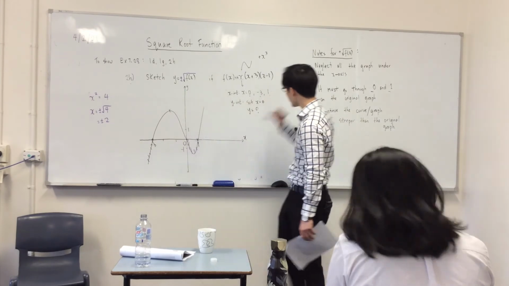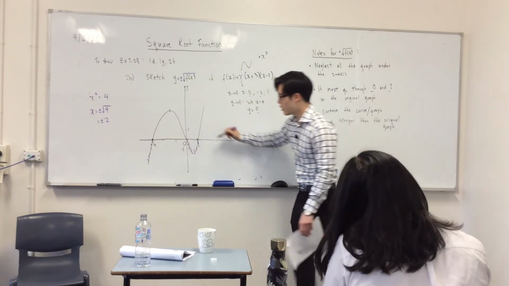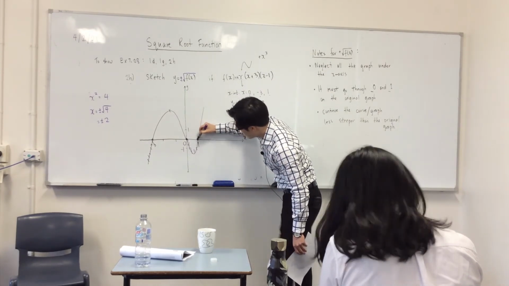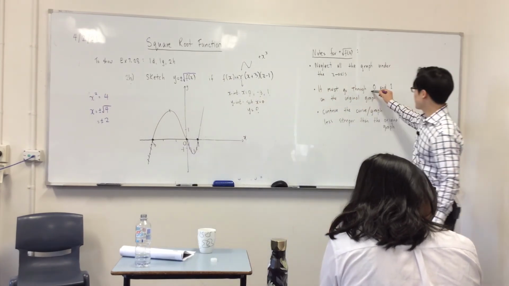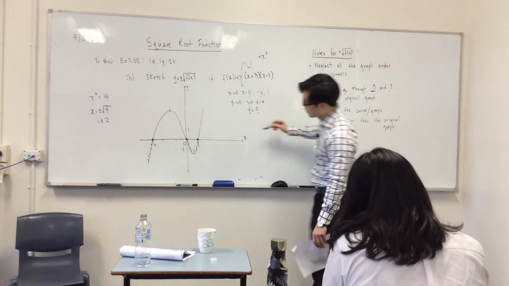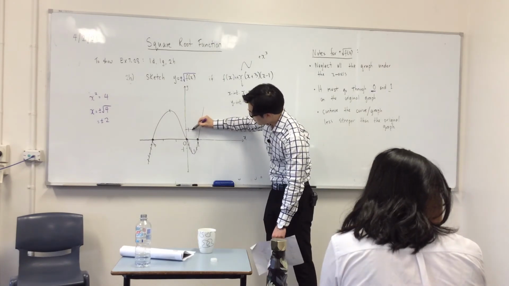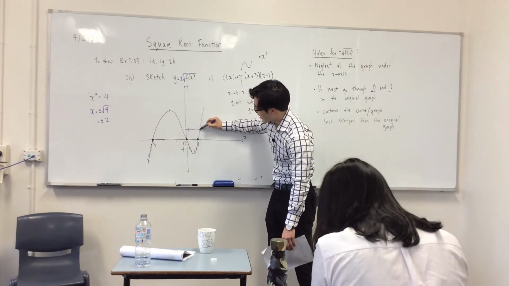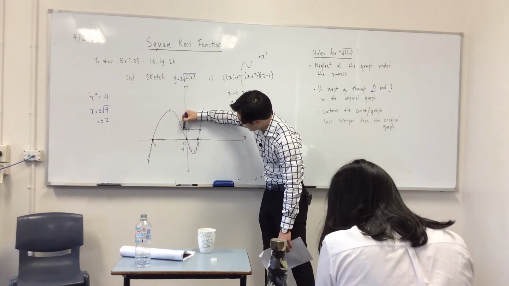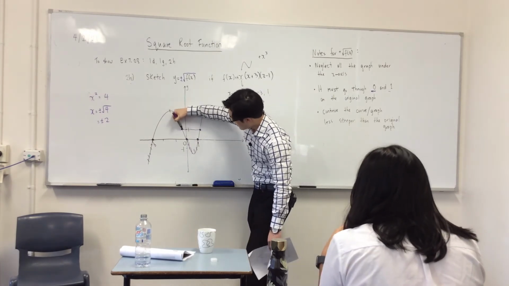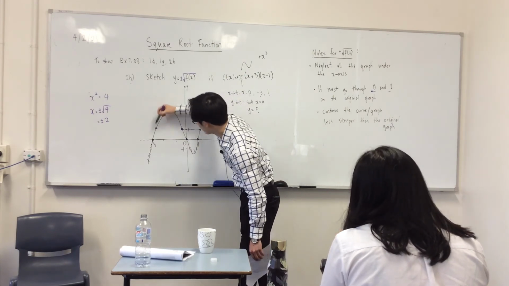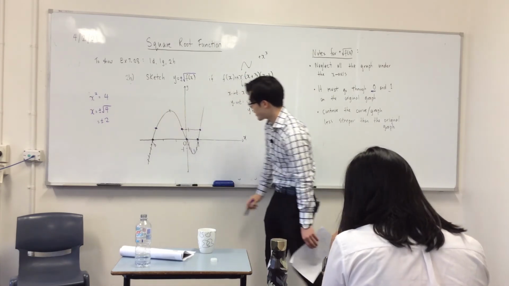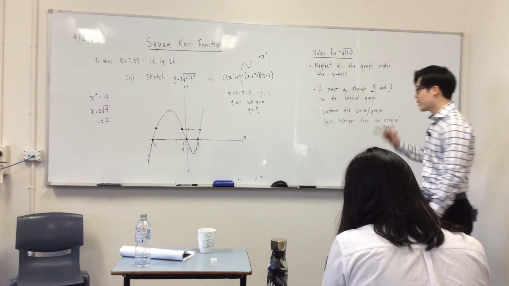Next point, it must go through 0 and 1. It has to go through that for 0, and it also has to go through 1. 1 is here. Go to where the graph is. It has to go through there, and 1 is also here. Is that somewhat in line? Yeah, that's all right. So we've set up the first 2 points.